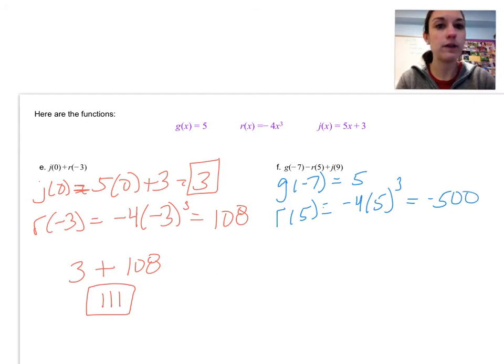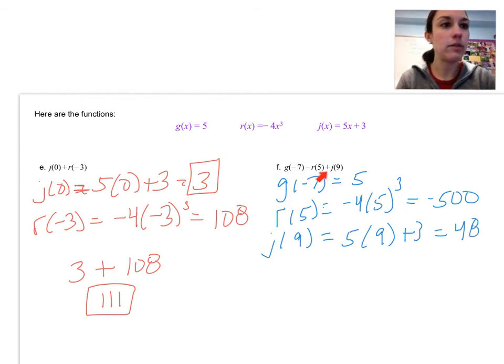You can find these values by just plugging in your calculator if you need to. Then we need j of 9, which would be 5 times 9 plus 3, and that would give us 48. When we go back and we look at our functions, we need to make sure when we plug them in that we're going in the right order, starting with the g of negative 7, then the minus r of 5, then the j of 9.